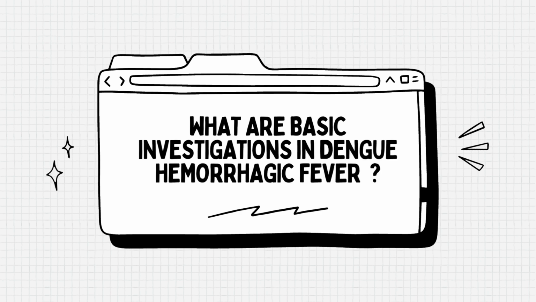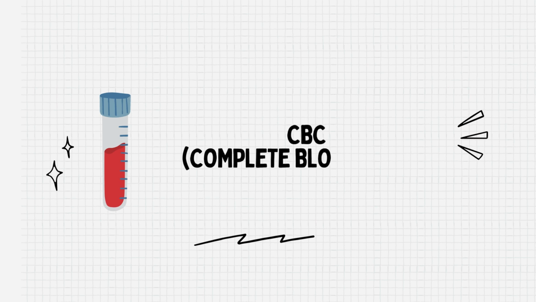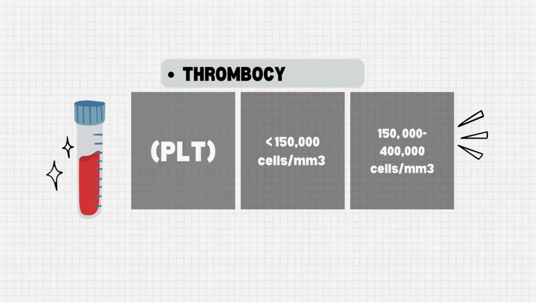What are basic investigations in dengue hemorrhagic fever? First, most commonly prescribed is CBC. CBC is an easily available, cheap and conventional test to see various blood counts. In dengue fever, this report is characterized by leukopenia in which white cells count, WBCs, is less than 5,000 cells/mm3, that normally ranges about 4,000 to 11,000 cells/mm3.